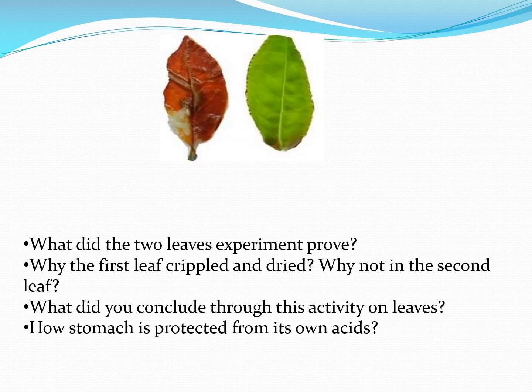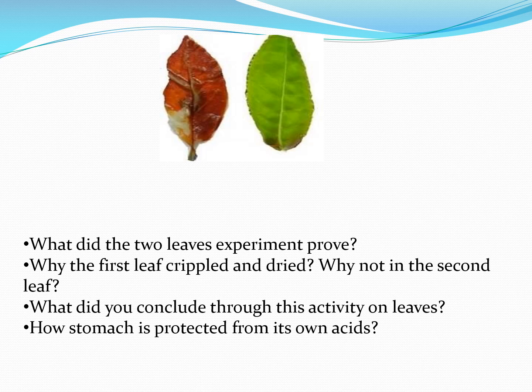Here, first question, what did the 2 leaves experiment prove? It proved that application of petroleum jelly protects the leaf from acid. It symbolically shows that the stomach is protected from its own acids through the mucosa lining.